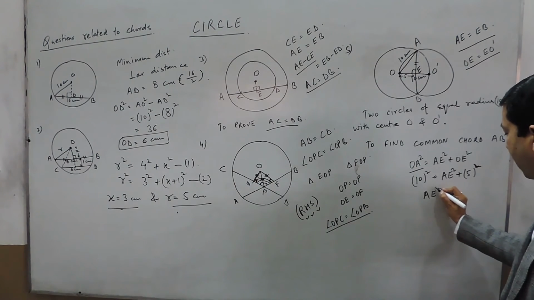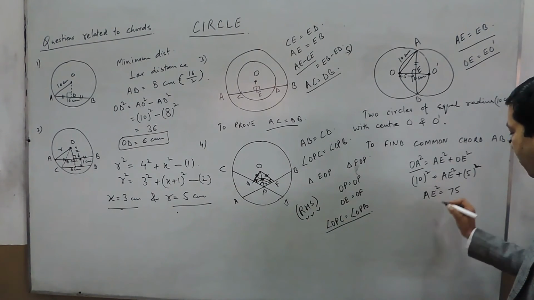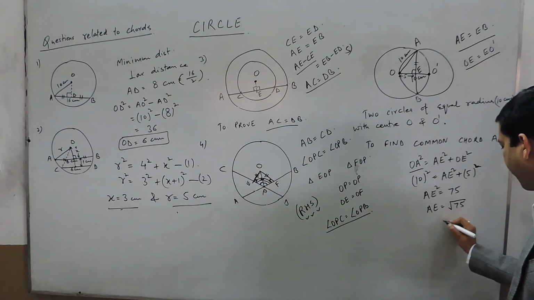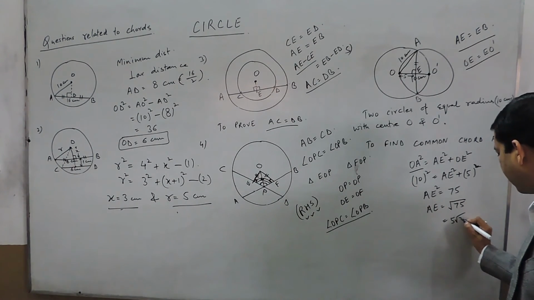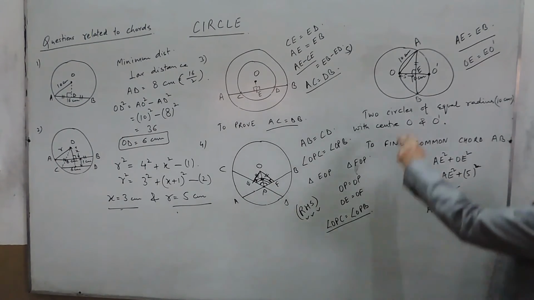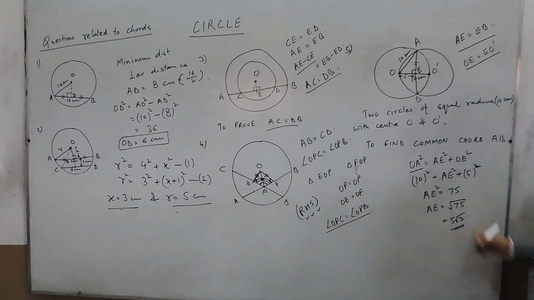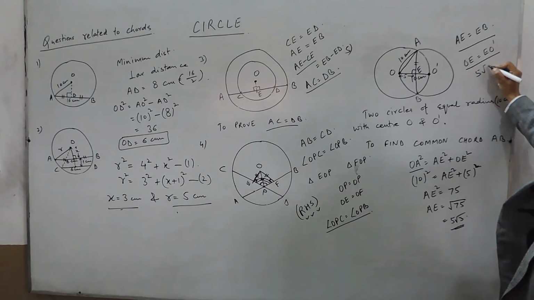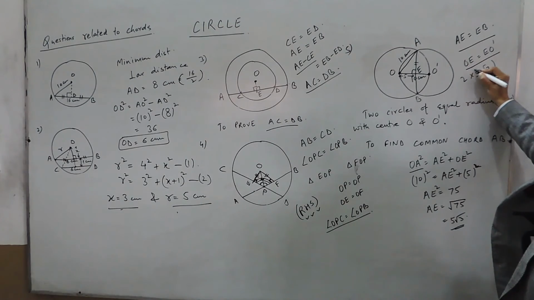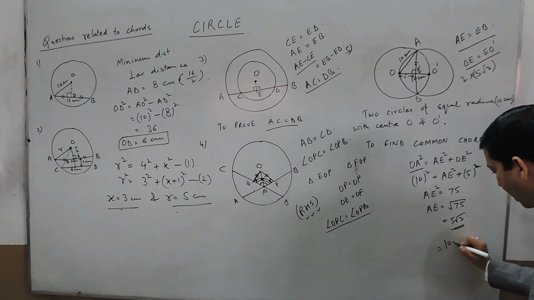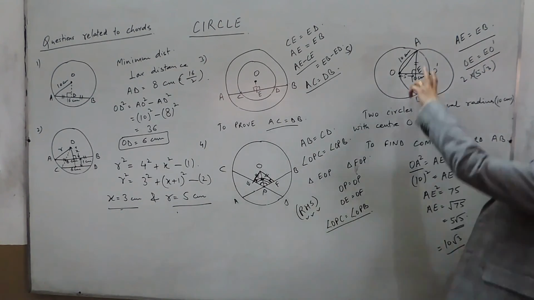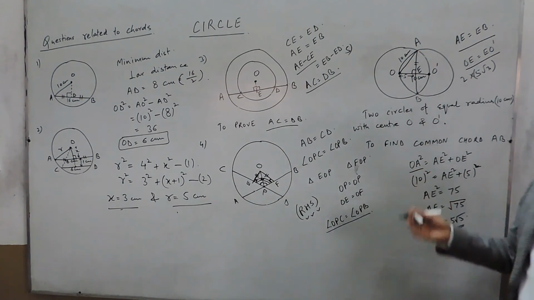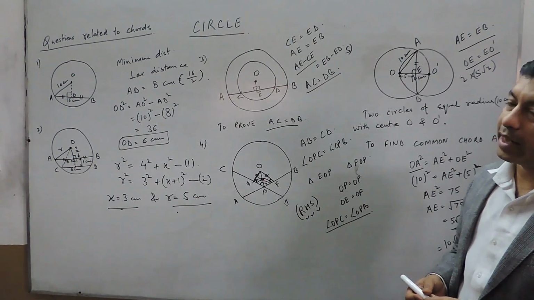By solving this, AE square comes out to be 75, and the value of AE will come out to be under root of 75, that is 5 under root 3. And we already know AE is equal to EB. It means the total length of the common chord becomes 5 root 3 multiplied by 2, which is equal to 10 under root 3. So the length of the common chord AB is equal to 10 under root 3. These are basically the basic questions related to chords.